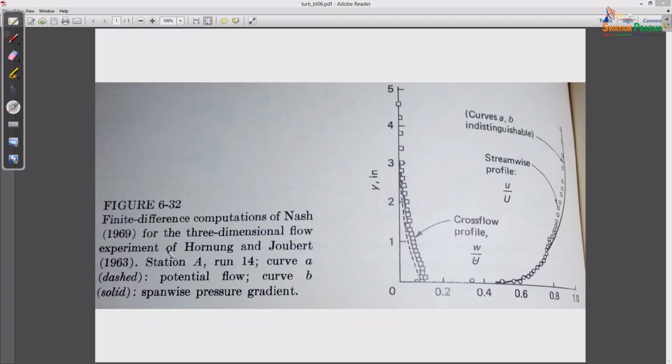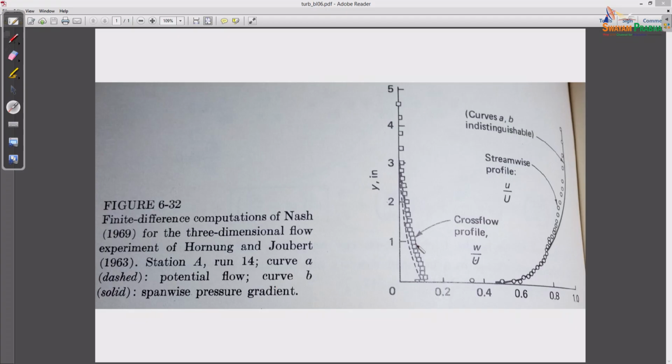Okay. Now, so we have here the dashed lines. The dashed line here is for potential flow. The solid line here is for the span-wise pressure gradient.